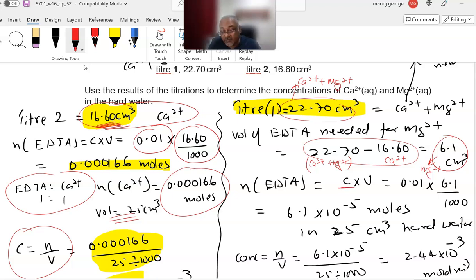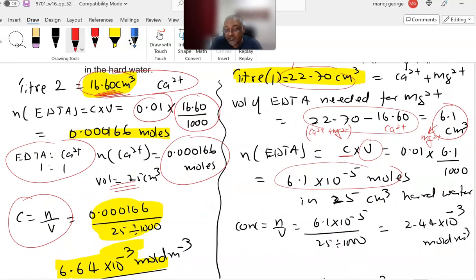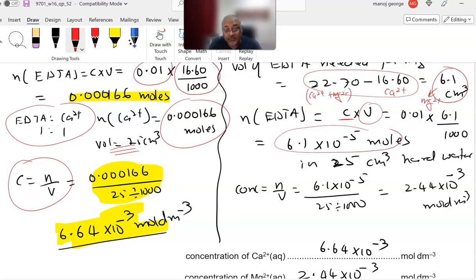So I do the same math again. So I know the concentration of EDTA is 0.01. The volume of the EDTA is 6.1 after that subtraction. And that helps me to figure out the moles of EDTA. And don't forget that the ratio of EDTA to magnesium ion is 1:1. Don't forget, in the previous page, the ratio was clearly mentioned in the equation. So whatever is the moles of EDTA is the moles of magnesium ion. And that's how I can now directly use that in my concentration.